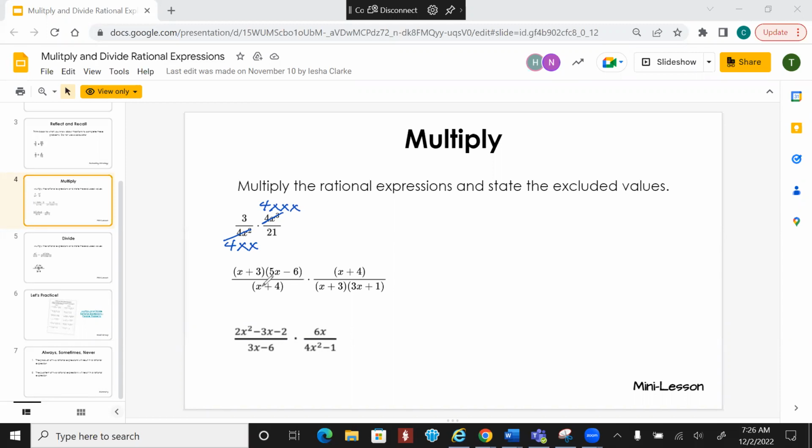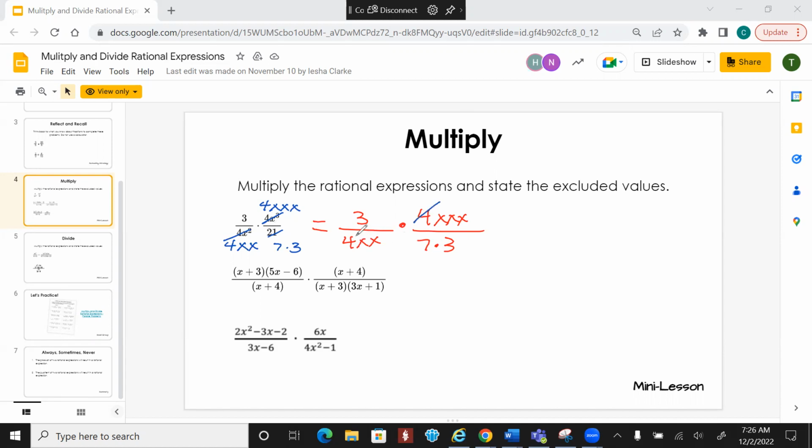What was it? 7 and 3. Okay, so I'm going to rewrite this whole thing. I'm going to say 3 over 4x times 4x³ over 7 times 3. Is there anything that I can cancel in the top and the bottom?